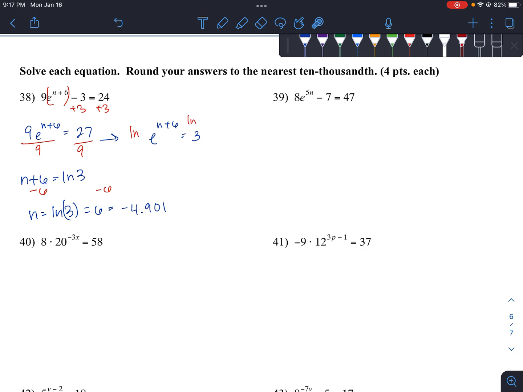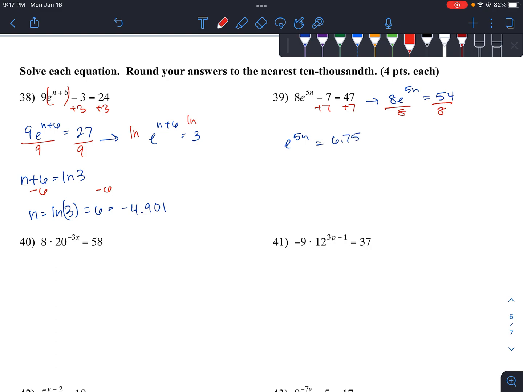Alright, so for this one right here, let's add 7. So I have 8e to the 5n equal to 47 plus 7 will be 54, I believe. Then I will divide by 8. So I have e to the 5n is equal to, let's see, 54 divided by 8 is equal to 6.75. Yeah, sure, let's go ahead and use decimal, 6.75, why not?